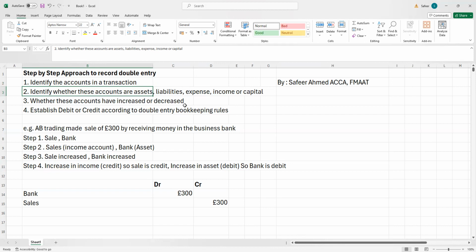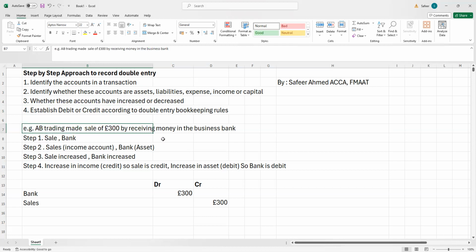Now, if you don't know whether an item is an asset, liability, expense, income, or capital, I will be defining these in a separate video. So the third step is whether these accounts have increased or decreased. So you will have to establish it. And then in line with the double entry bookkeeping rules, you will establish which account will be debit, which account will be credit. So let's take a very simple example here.